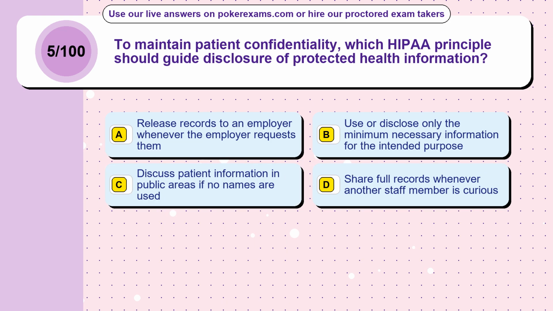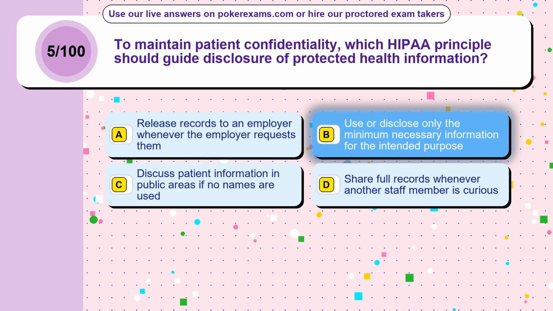Question 5. To maintain patient confidentiality, which HIPAA principle should guide disclosure of protected health information? Option A. Release records to an employer whenever the employer requests them. Option B. Use or disclose only the minimum necessary information for the intended purpose. Option C. Discuss patient information in public areas if no names are used. Option D. Share full records whenever another staff member is curious.